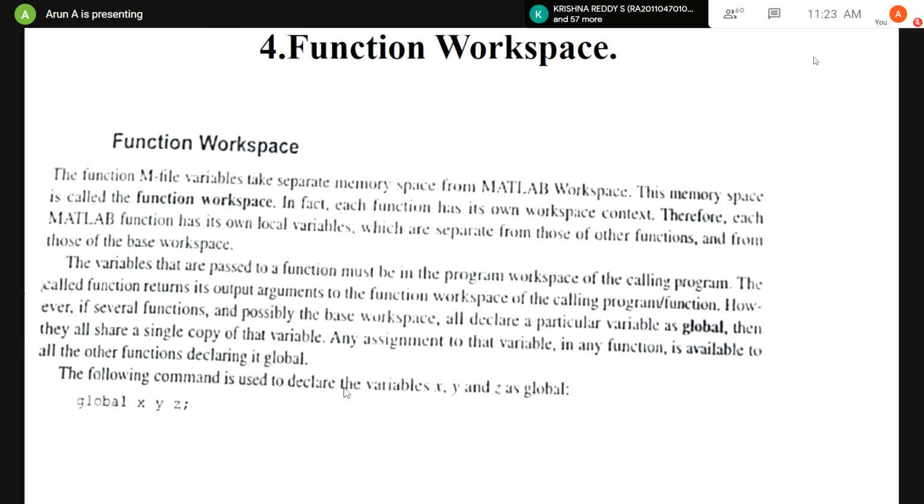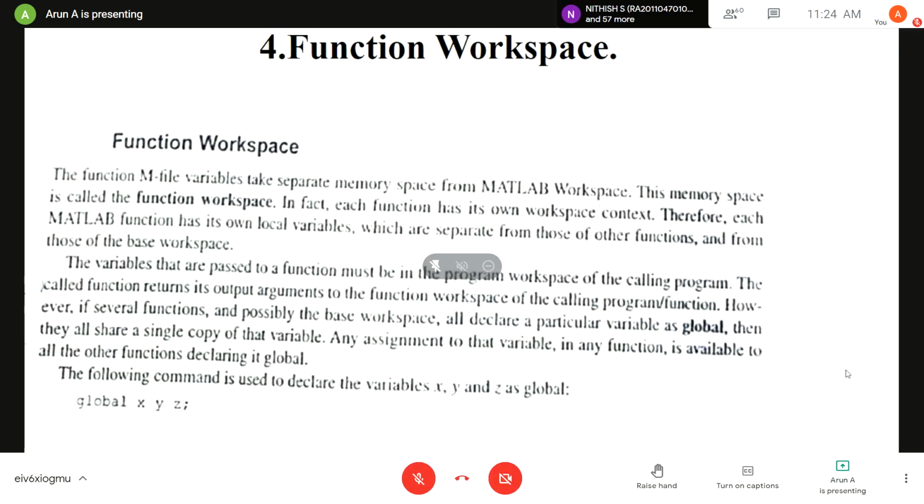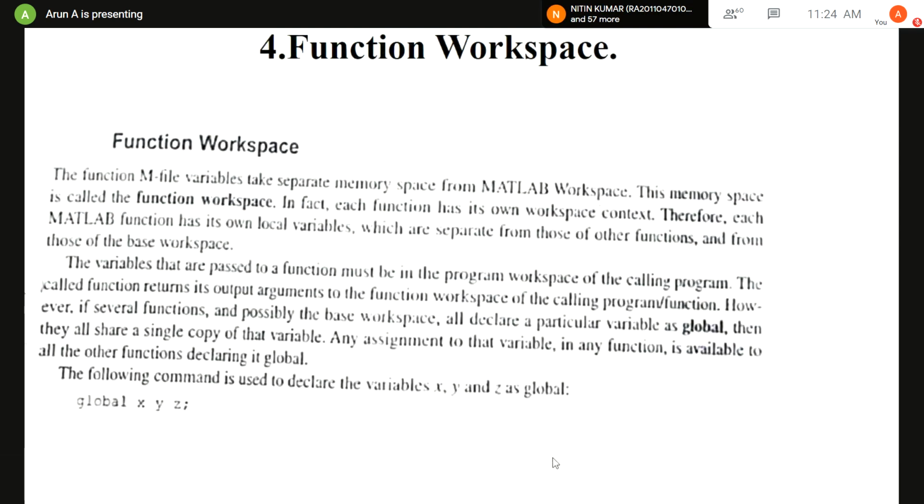And the fourth is the function workspace. As I said, the M-file variables take separate memory space from the MATLAB workspace. This is called the function workspace. Whenever you are using a function M-file, a little bit of memory space is utilized, and that is called the function workspace. And you know about global variable declaration. The following command is used to declare variables as global: global x, y, z. In your C language, you studied global and local variables. The same concept works here. So these are the very important concepts of how your function is broken into different parts.